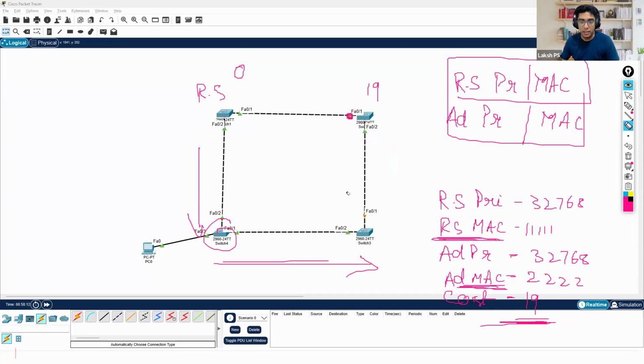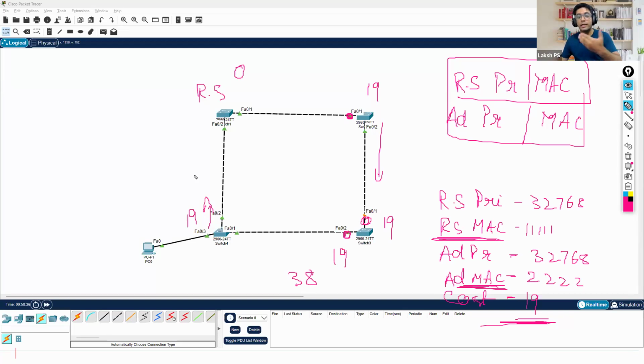And now with this, switch 3 will identify what its cost is. This switch says my cost is 19. What is my interface cost? My interface cost is 19. So 19 plus 19, that makes me 38. This other switch is saying my cost to reach the root switch is 19. What is my interface cost? It is 19. 19 plus 19, that is 38. That is how they calculate the cost to reach the root switch.